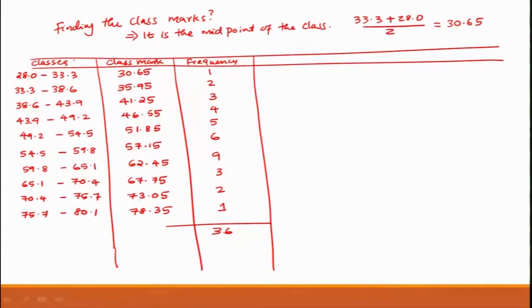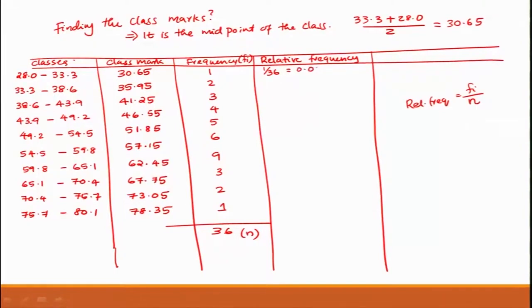Then the next concept that is applicable here is what we call the relative frequency. The relative frequency is equal to f sub i, the individual frequency, divided by n, and this is your n. So the first relative frequency will be 1 divided by 36, which comes to 0.028. The next will be 2 by 36, which gives you 0.056. Then the third one, 3 by 36, will give you 0.083.